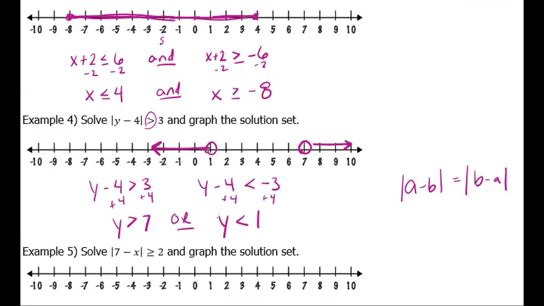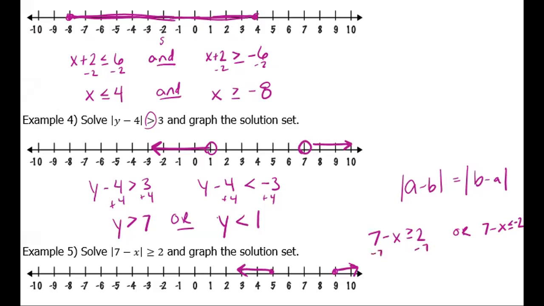So I could go to 7 and I could say 2 away is 9. It could be equal to or bigger than, and 2 away on the other side equal to or bigger than. Now I can double check by writing it out algebraically. Because it's a greater than, it's going to be or. And I'm going to switch the direction of my sign when I write the negative version.